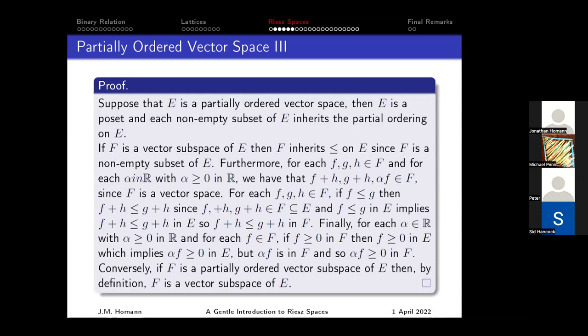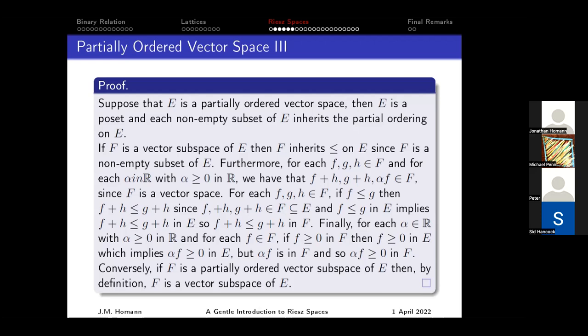So if F is a vector subspace of E, then F inherits the partial ordering on E, since F is a non-empty subset of E. And so we also have for each f, g, and h in F, and for each alpha, a real number with alpha greater than or equal to zero, that f plus h, g plus h, and alpha f are in F, since F is a vector space.